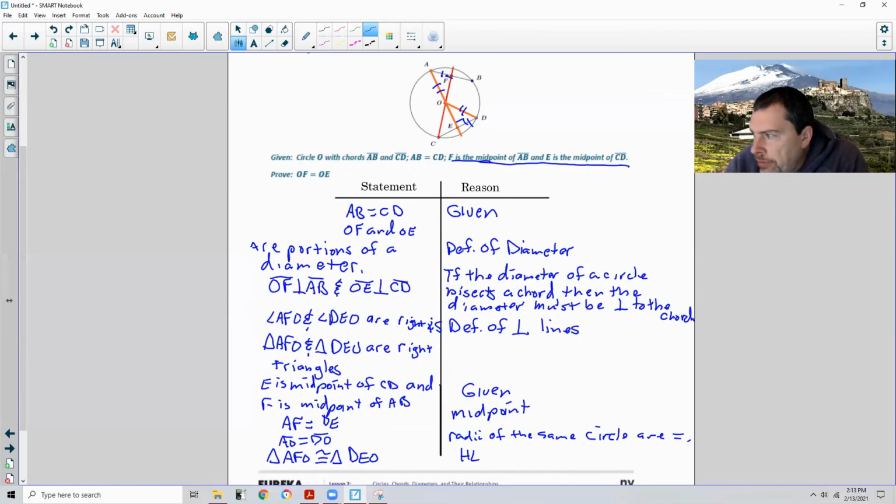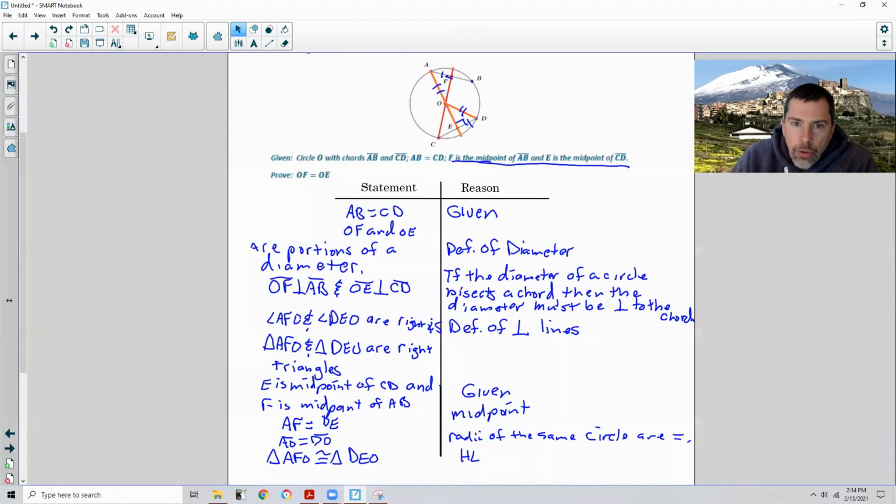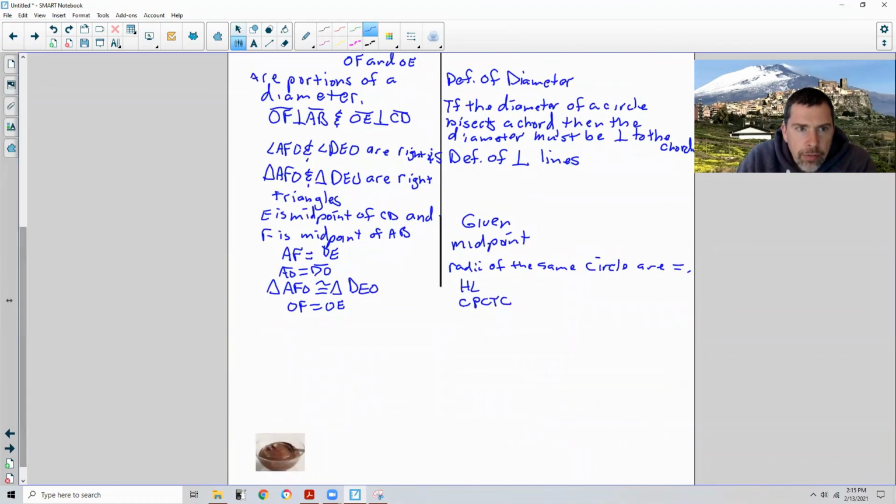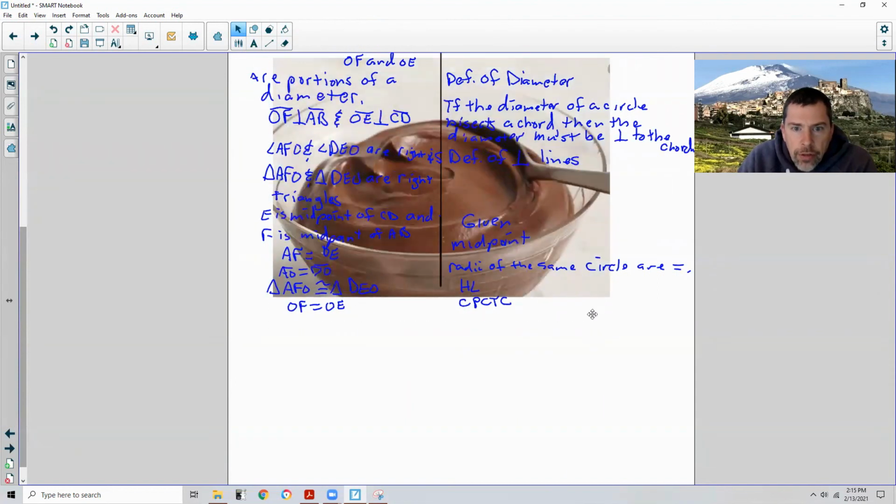Okay, I've run out of room. Let me fix that. So what were we trying to prove? We're trying to prove OF is equal to OE. Well, here is OF and here is OE. It's the other leg of the triangles that are congruent. So now I can say OF equals OE. Reason? Corresponding parts of congruent triangles are congruent. Okay, and guess what? The proof is in the pudding.